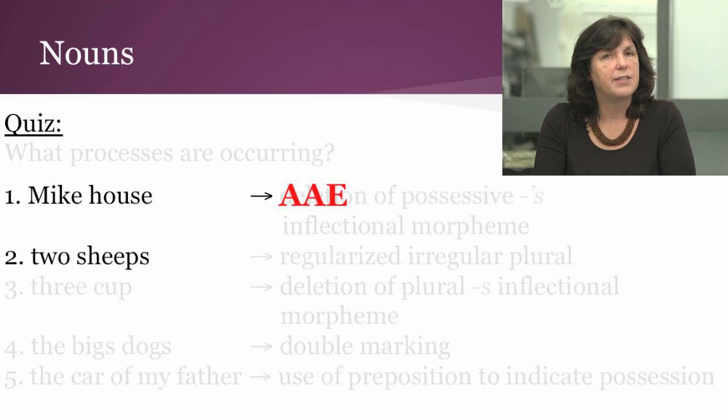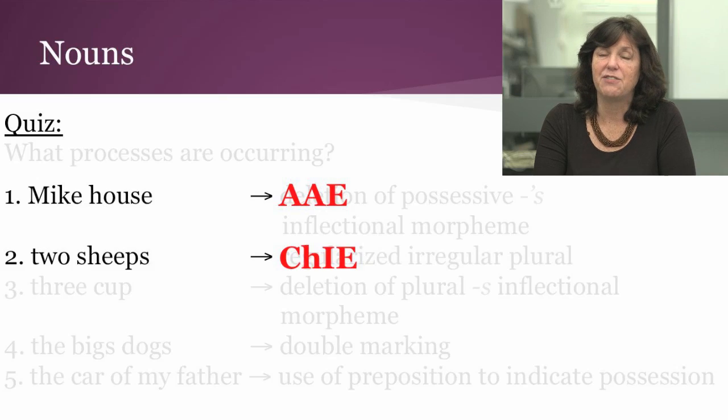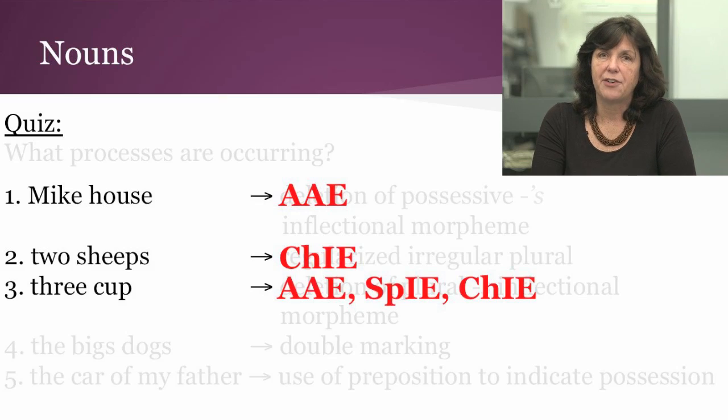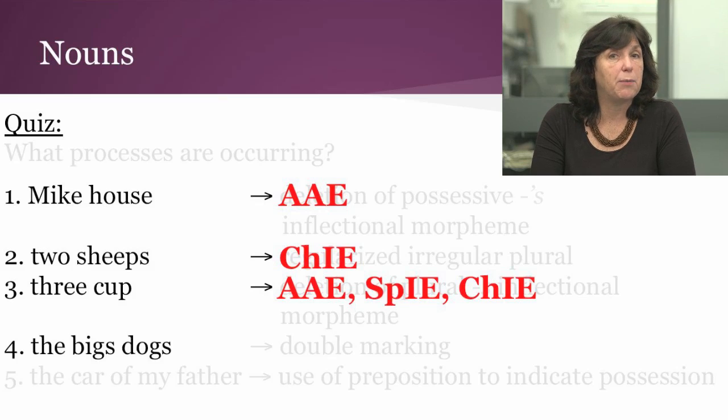What about regularization of irregular plurals? That's a feature of Chinese-influenced English. How about deletion of the plural s inflectional morpheme? That can be seen in African American English, Spanish-influenced English, and Chinese-influenced English. Next, we have double marking of plurals. That is a feature of Spanish-influenced English.